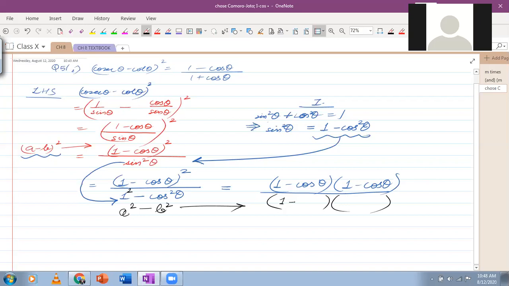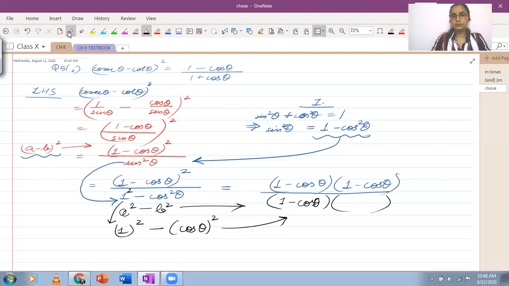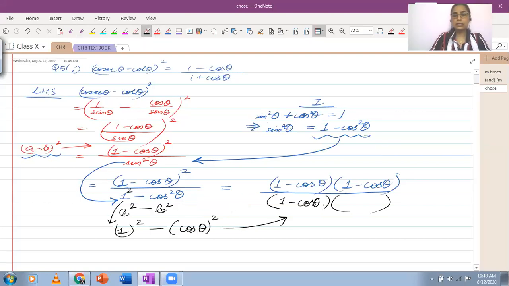1 minus cos square theta and 1 plus cos square theta. It will not be square. This actually is 1 square minus cos theta square. So isse factors banao. A plus B into A minus B. So what should be the factors, Sahaj?